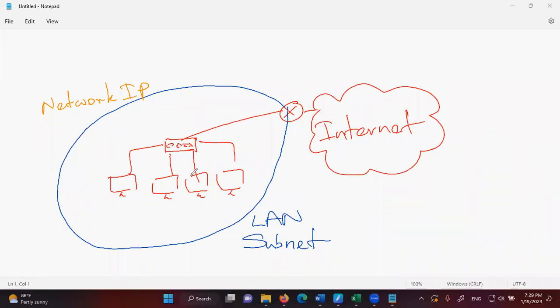So like that, to identify a subnet, one IP address is used, right? Again, if someone needs to send some data to all the hosts in one network, then we call that the broadcast IP.